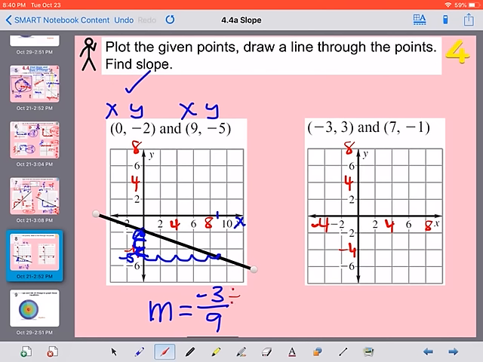However, we can simplify that. We can divide them both by 3. 3 divided by 3 is 1, and it's negative. 9 divided by 3 is 3. So our slope is -1/3.